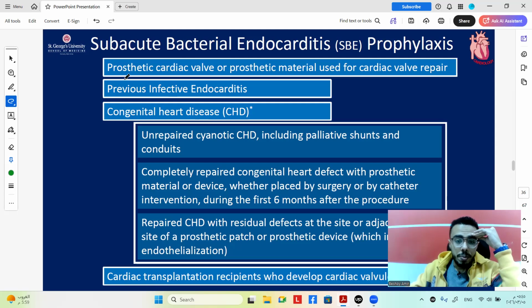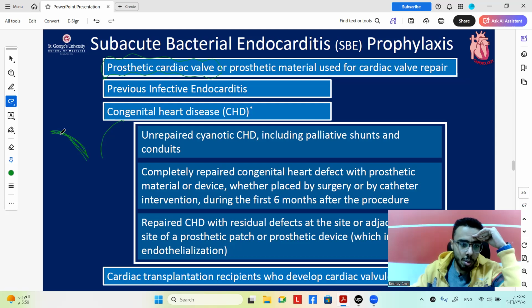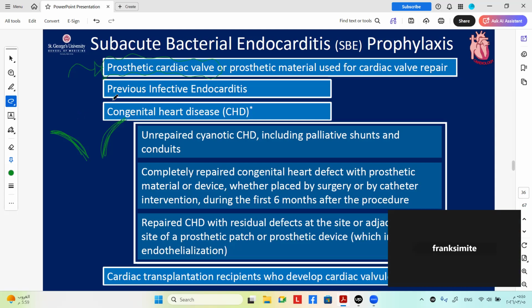First thing is prosthetic valve material. Prosthetic valve is made of foreign materials, so it would be having no immunity. So it's highly susceptible to infection. So if someone has a prosthetic valve, he should be taking antibiotic prophylaxis before any dental procedure.